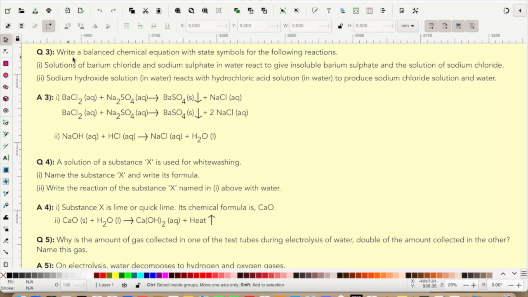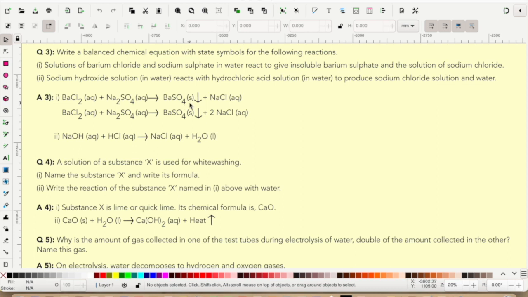Third question. Write a balanced chemical equation with state symbols for the following reactions. First part. Solutions of barium chloride and sodium sulfate in water react to give insoluble barium sulfate and the solution of sodium chloride. We will write BaCl2 for barium chloride, Na2SO4 for sodium sulfate, BaSO4 for barium sulfate and NaCl for sodium chloride. For aqueous solution, we will write Aq next to BaCl2, Na2SO4 and NaCl.